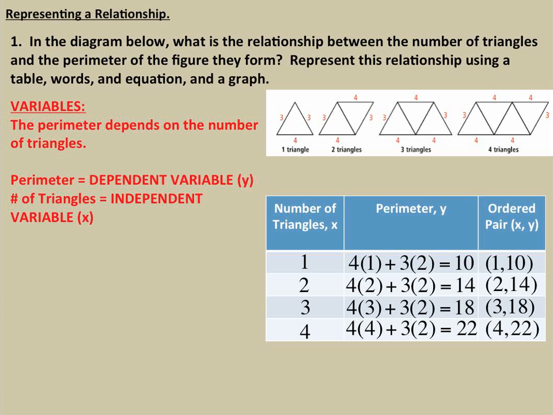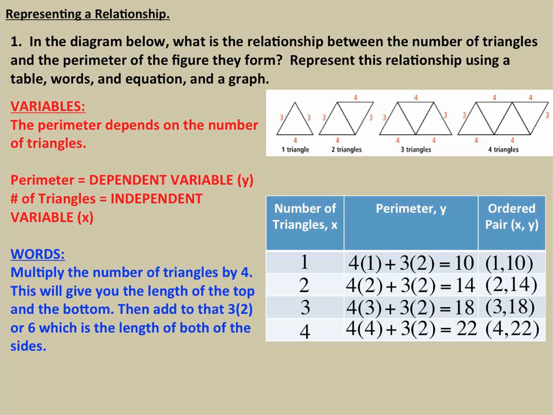And you're processing, not just copying on the table. All right, so in words, if I multiply the number of triangles by 4, that's what I did right here. 1 triangle times 4. 2 triangles times 4. 3 times 4. 4 triangles times 4. And then I'm always adding the same 6 each time. Add to that 3 times 2, which is 6, which is the length of the sides.